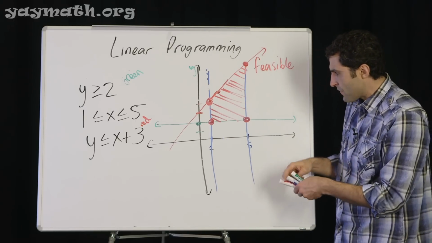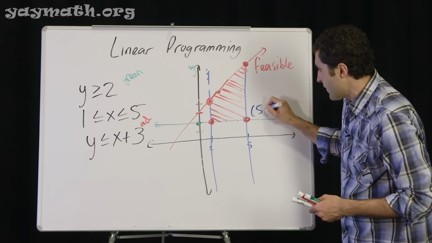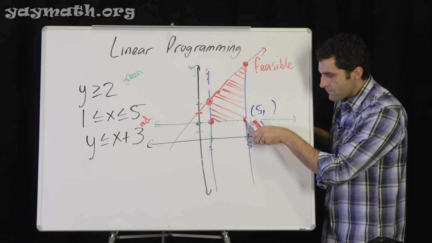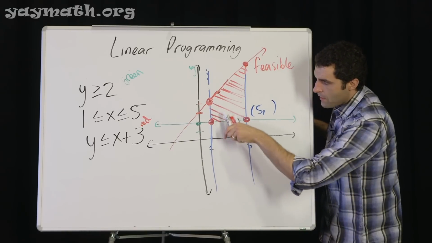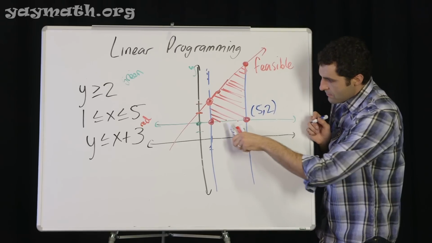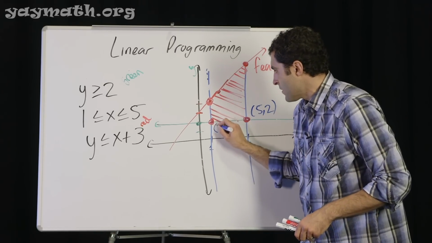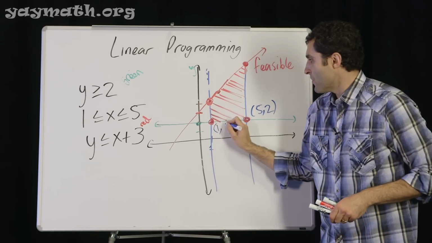So interestingly enough, these blue ones, we know here x is 5, right here, and this is where y was 2. So we have (5, 2) over here. Same with this. Here we know x is 1 and y is still 2. That's cool.